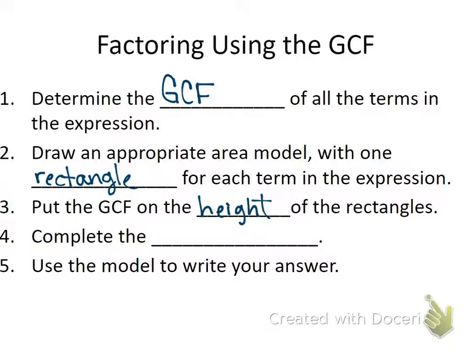All right, step 4. After we put the greatest common factor on as the height of the rectangles, step 4 is to complete the length, which would then complete the area model. And then the last step, write your answer.